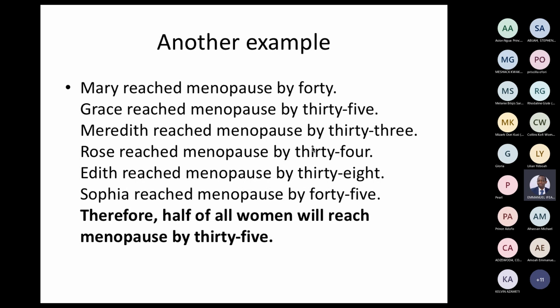And then Rose reached menopause by 34. Edith reached menopause by 38. Sophia reached menopause by 45. And then the conclusion is that half of all women will reach menopause by 35. Now that conclusion is based on the premises. Now this is a typical inductive argument.